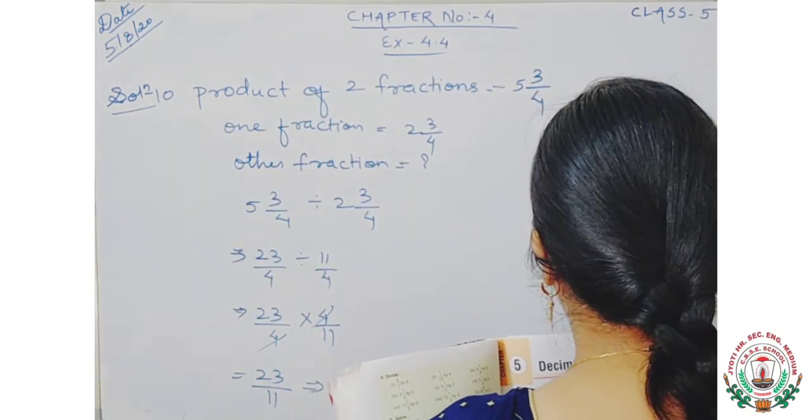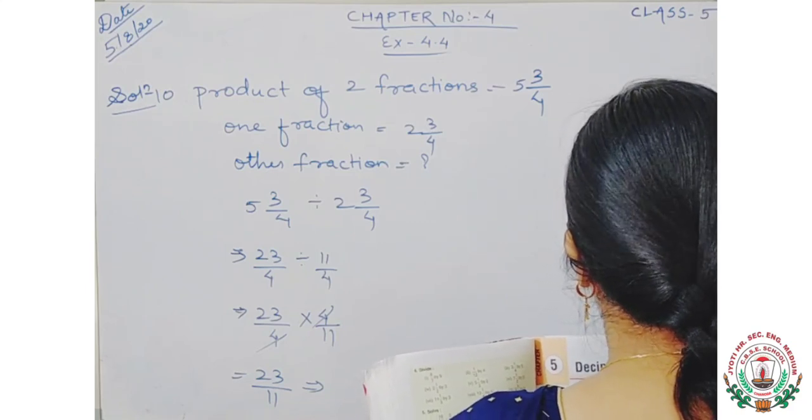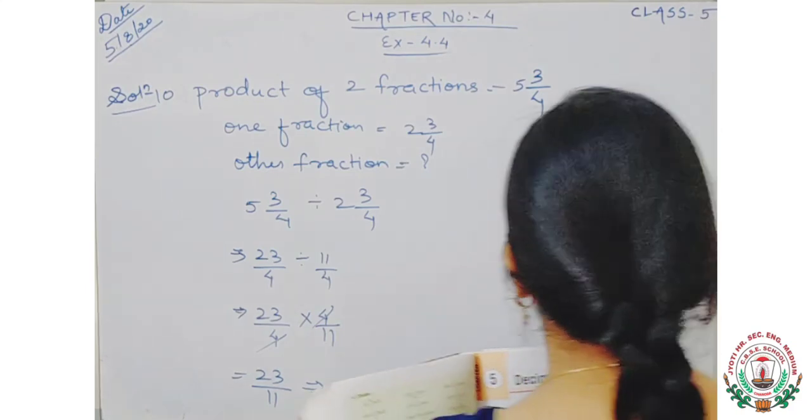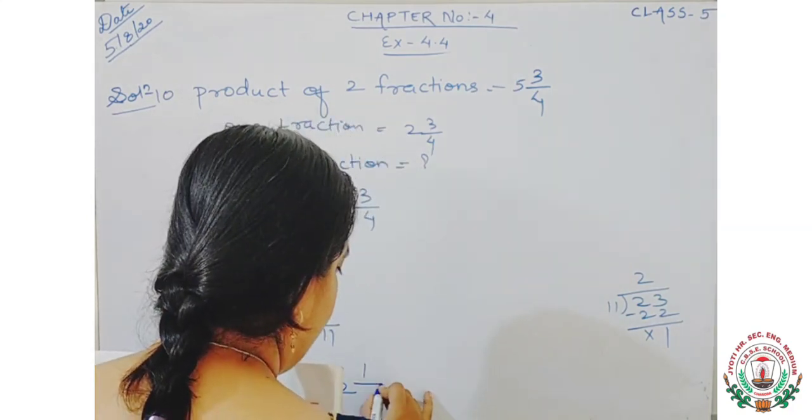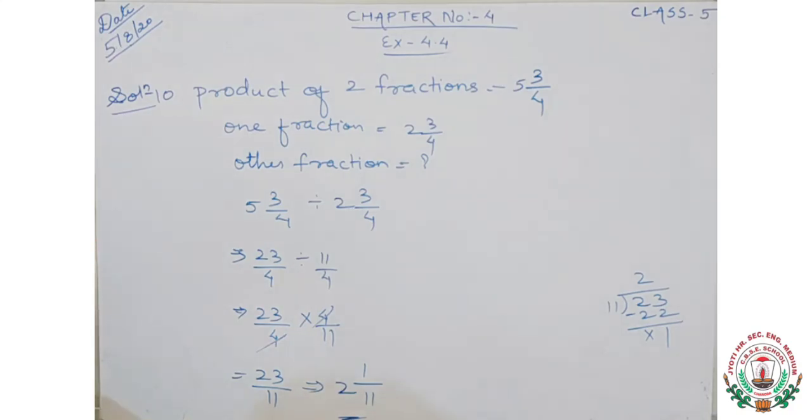Just divide this and find out what is left out. Okay. 11 23. 11 2s are 22. 1. So how are we writing this? Quotient, remainder upon denominator. So what is the other fraction? The other fraction is 2 1 upon 11. Okay.